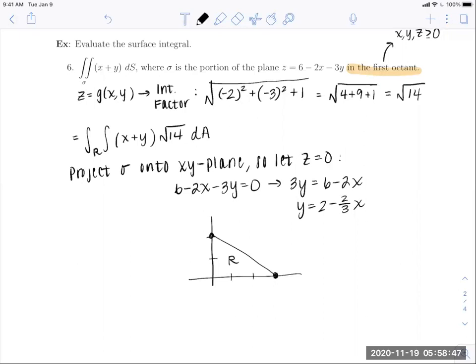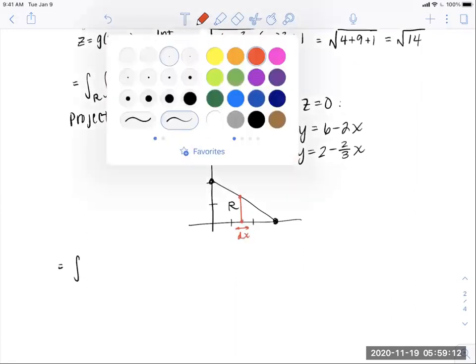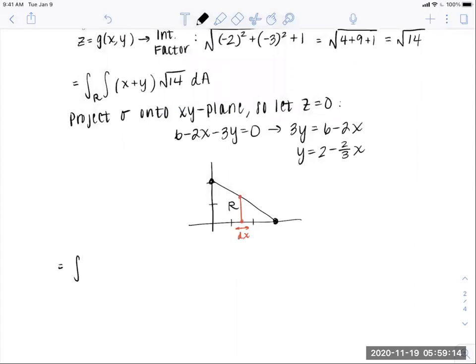So at this point, we're computing a double integral. You need to make the decision. Are we going to work in rectangular coordinates or polar coordinates? Here, this is not a polar region, so we're going to stick with rectangular coordinates. And I am going to take a vertical slice. So here my thickness is in the x direction. So when I set up my integration, I'm going to keep that inside the x plus y times the square root of 14. I'm going to set up a dy dx for my differentials.